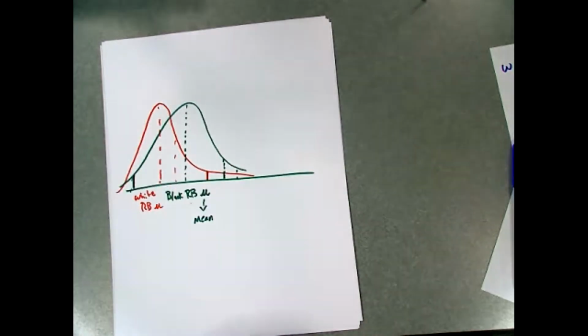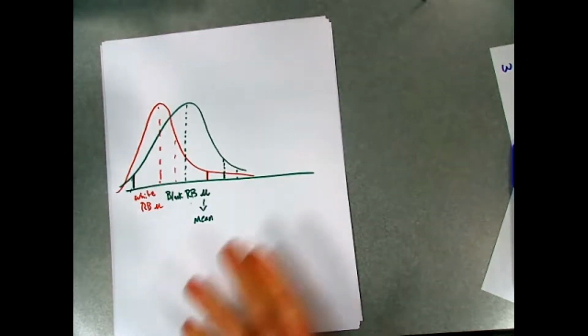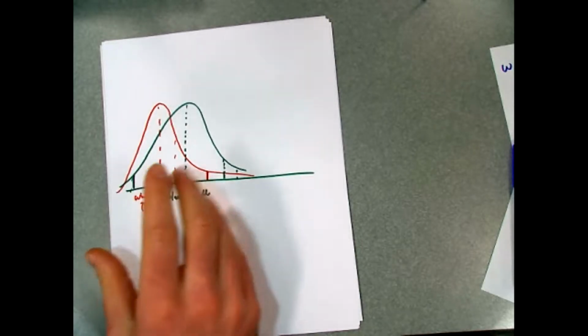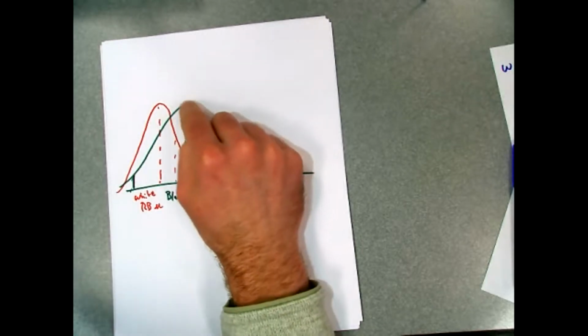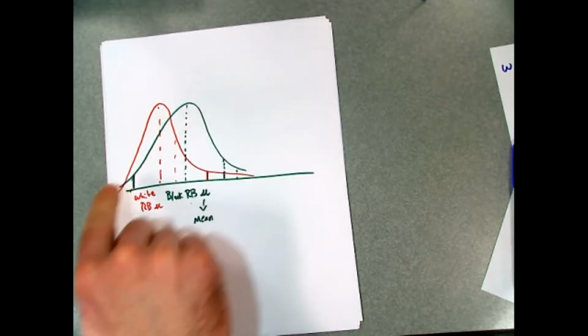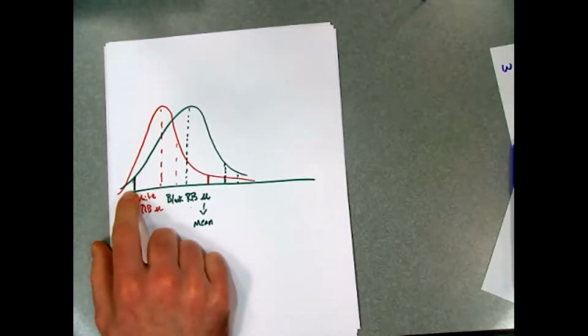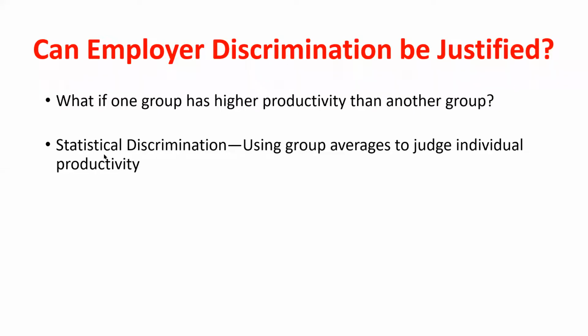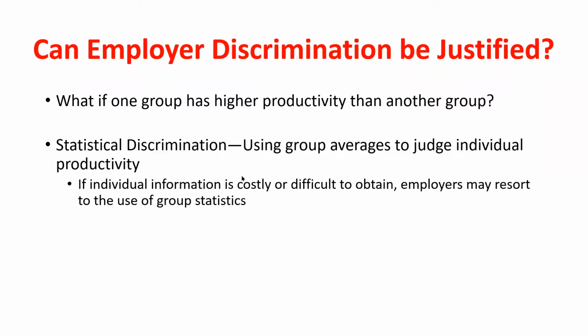If I'm just using the averages to make my decisions, it's very possible I end up with someone from the group who had a higher average quality measure that's actually on the left side of that group's distribution, right? But that is the idea, that is the justification for what some teams do with their statistical discrimination. So they usually do this when information is costly or difficult to obtain.